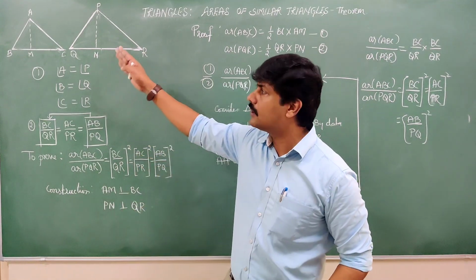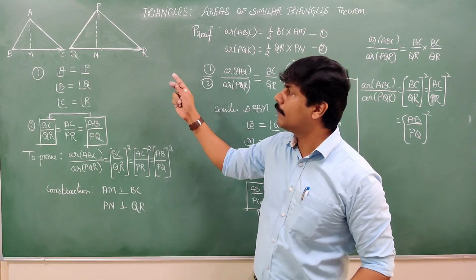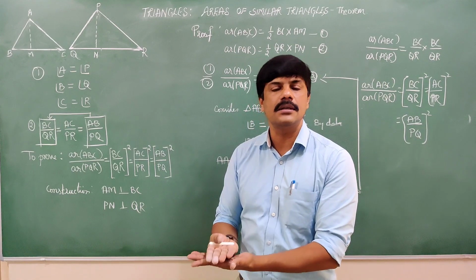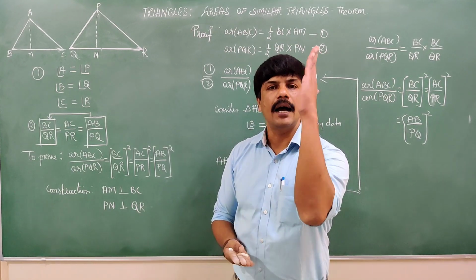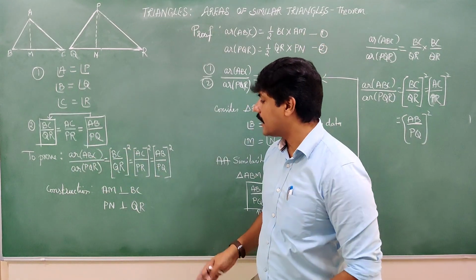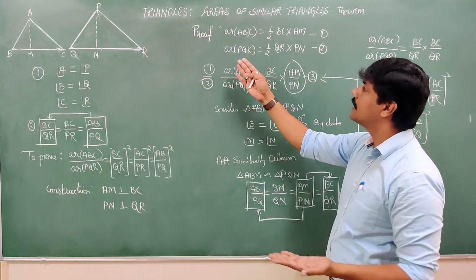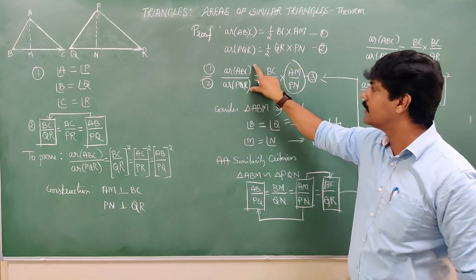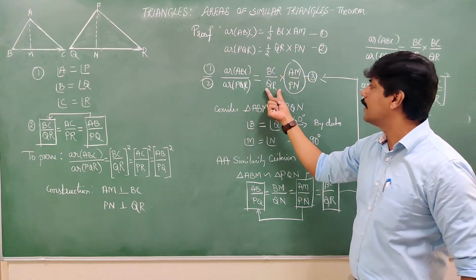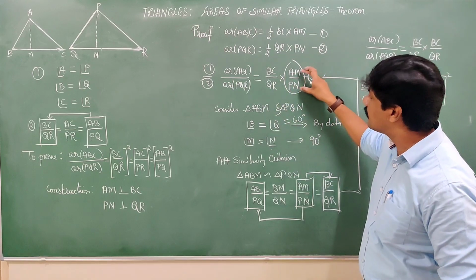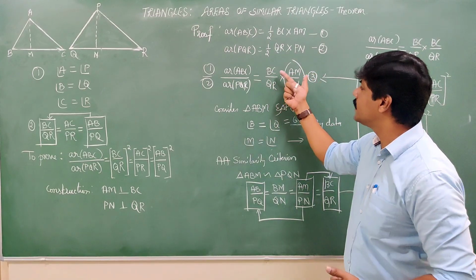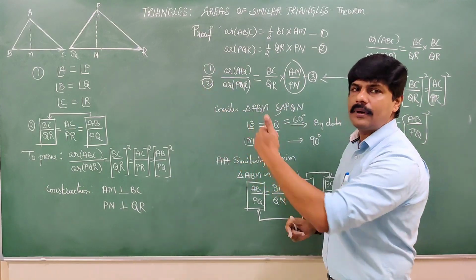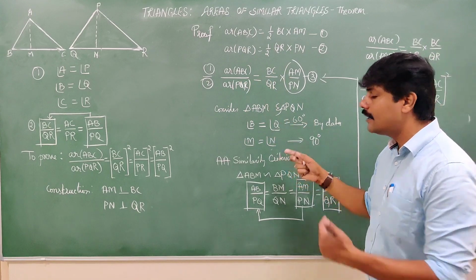Then go for the construction: AM and PN perpendicular to BC and QR respectively. Why did you make this construction? Because to find the area of any triangle you need base into height. Base is there, height you have taken. After that you take the areas of ABC and PQR, write them down, and take the ratio. After taking the ratio you will get BC by QR into AM by PN. This AM by PN you change into BC by QR by considering triangles ABM and PQN and proving that they are similar.